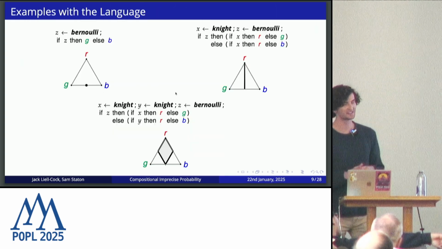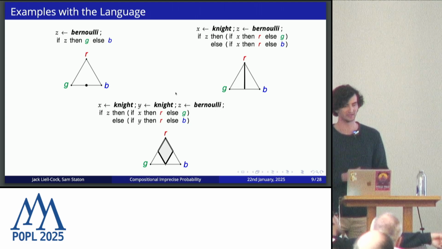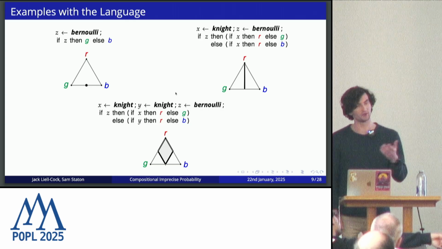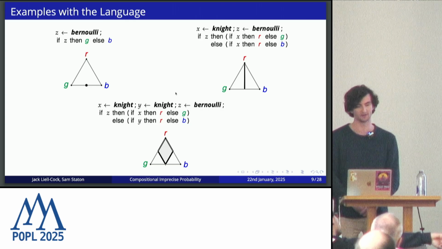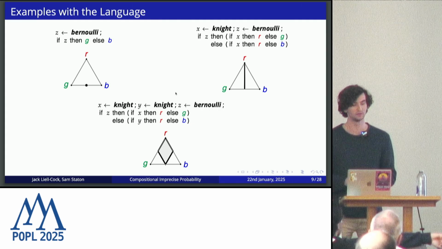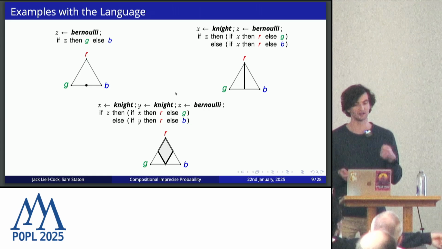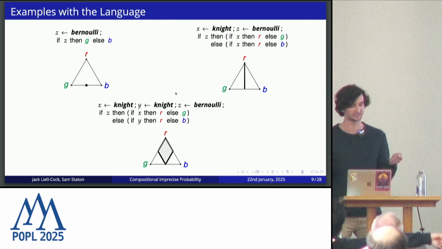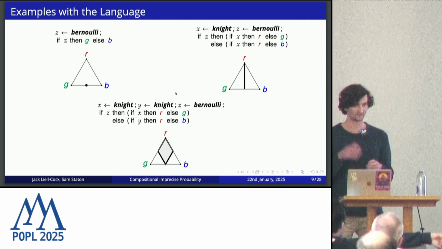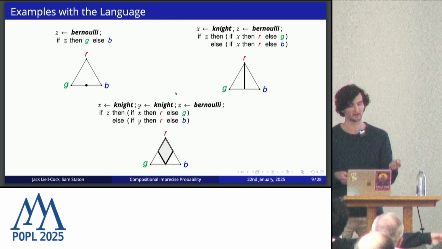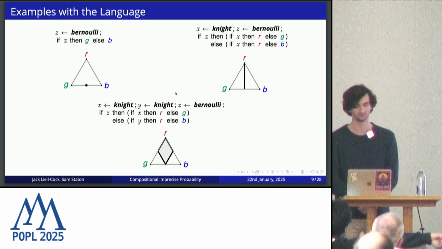So how can we actually start talking about imprecise probabilities with this language? To give you a feel for what we'll be talking about, we can start with a very simple program in this language, the top left one here, where we do a Bernoulli choice, and then based on that choice, we return green or blue. Because there's no Knightian uncertainty, we just have a single point. There are no convex sets to worry about. And it is exactly the point which is halfway between green and blue because it's a fair trial.